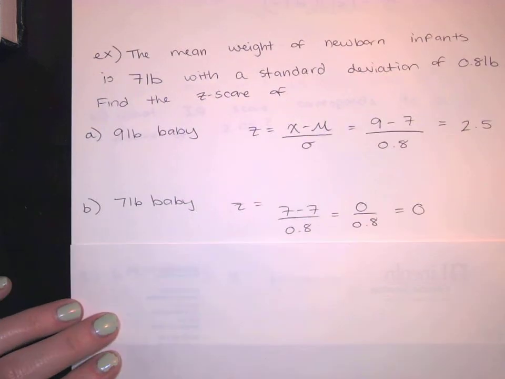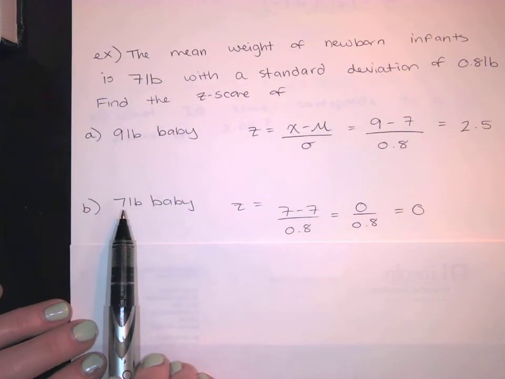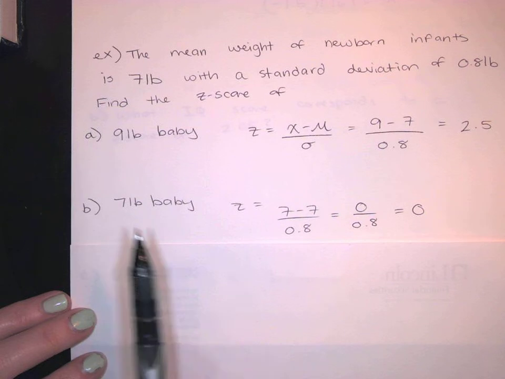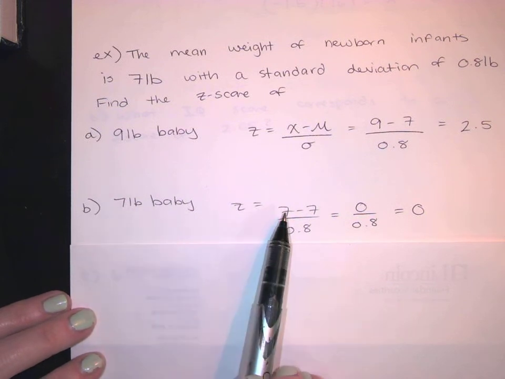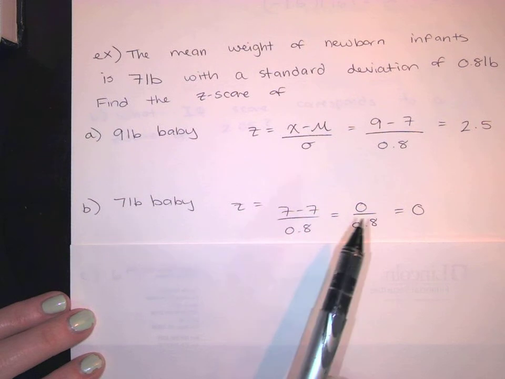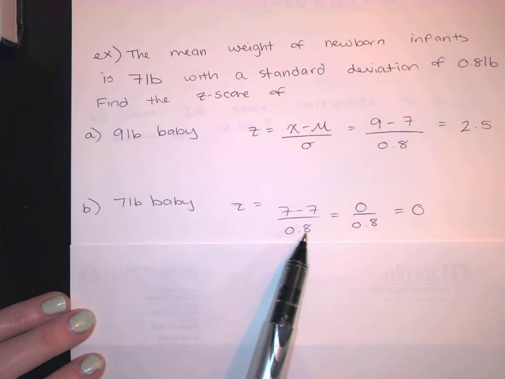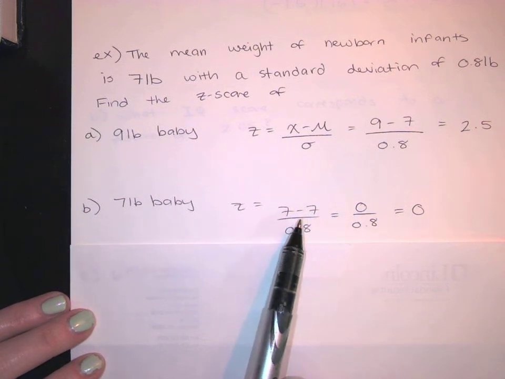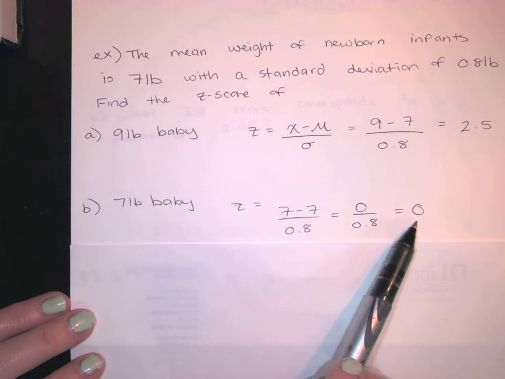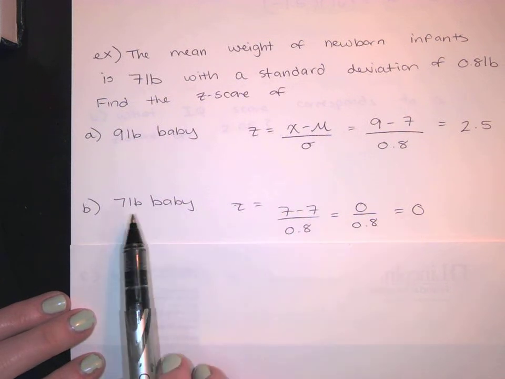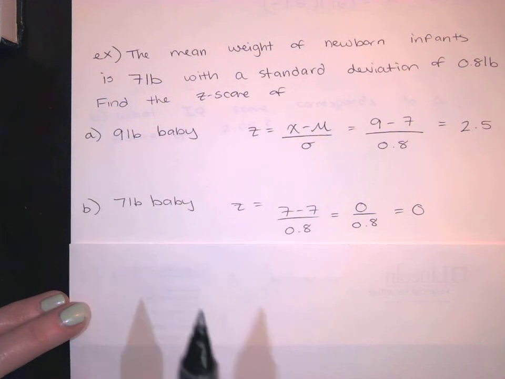A 7-pound baby. Remember that the mean was 7 pounds, so when we compute the z-score for something that's equal to the mean, we get x minus mu, or 7 minus 7, in the numerator there, which is just 0. So it doesn't matter what the standard deviation is. If we're looking for the z-score of something that is the same as the mean, that's just going to be 0. So a 7-pound baby is no standard deviations away from the mean. It is equal to the mean.